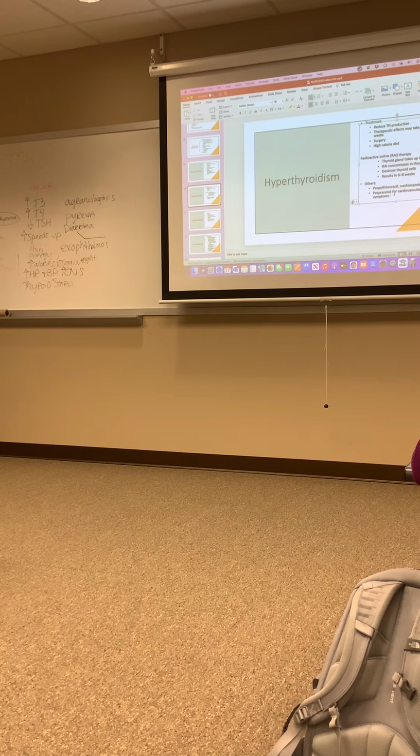Beta blocker. This makes sense why we give this, correct? Propranolol helps with heart rate and blood pressure. It's going to lower some of the side effects from that medication.